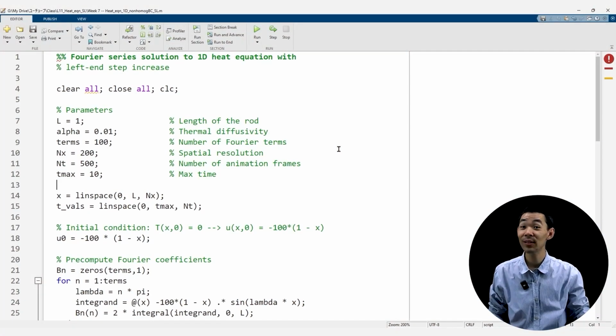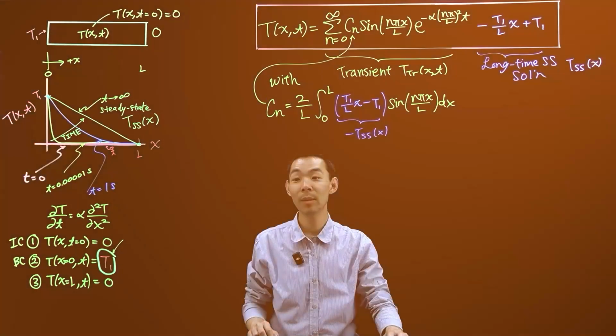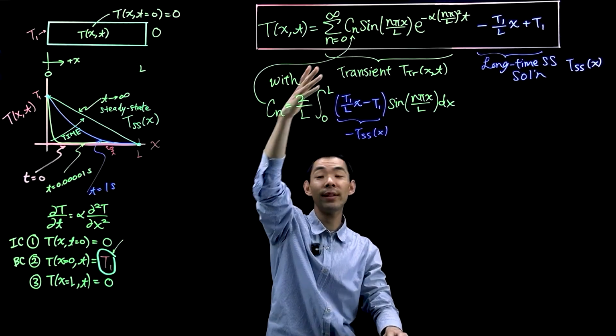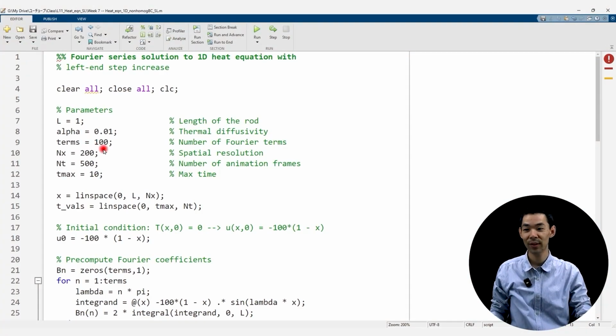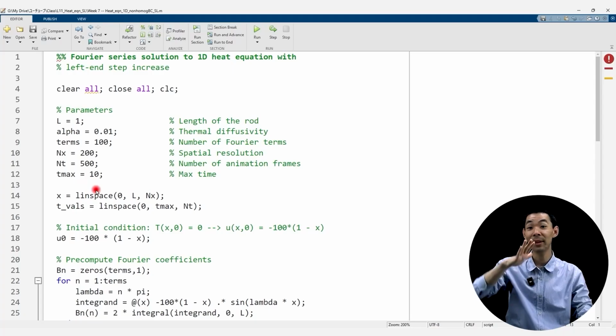What we've done is to first define a couple of parameters. First, the length of the slab set equal to 1, so L is equal to 1. The thermal diffusivity set to 10 to the minus 2. The number of terms in this Fourier series set to 100, so we're going to take 100 terms in the Fourier series. We've set our spatial resolution and the number of animation frames, because I want to solve this as a function of time and animate it.